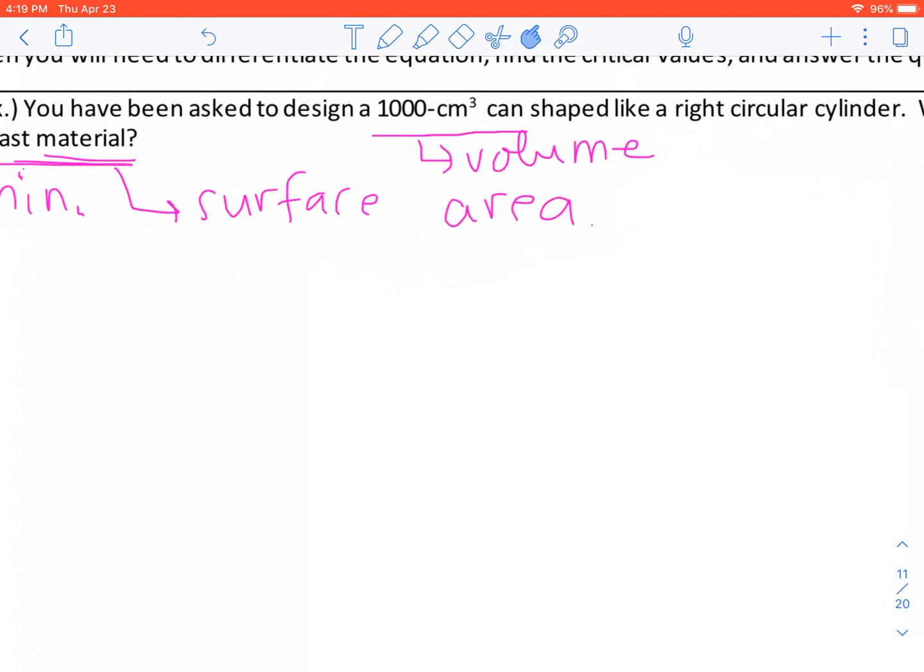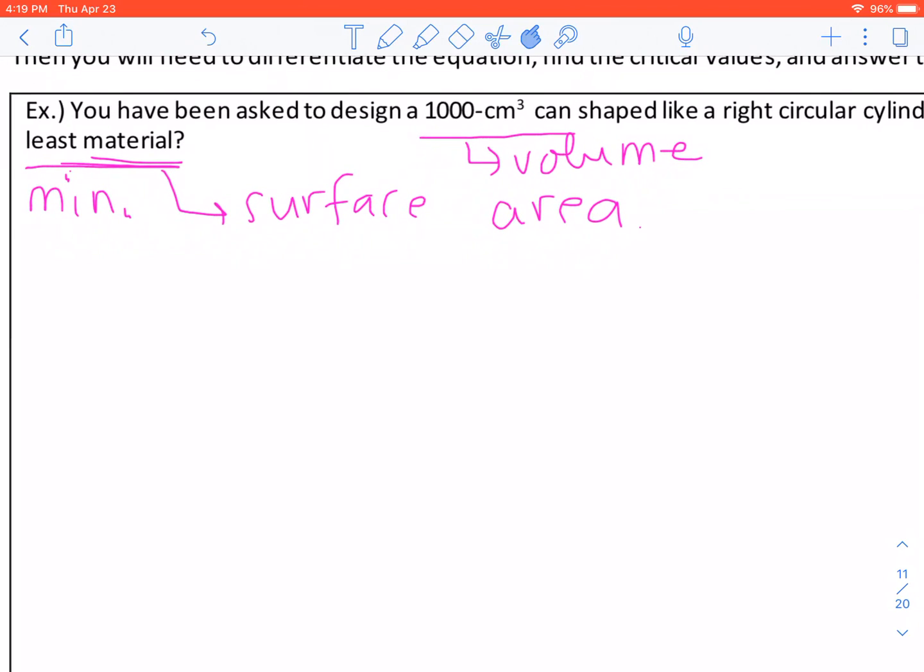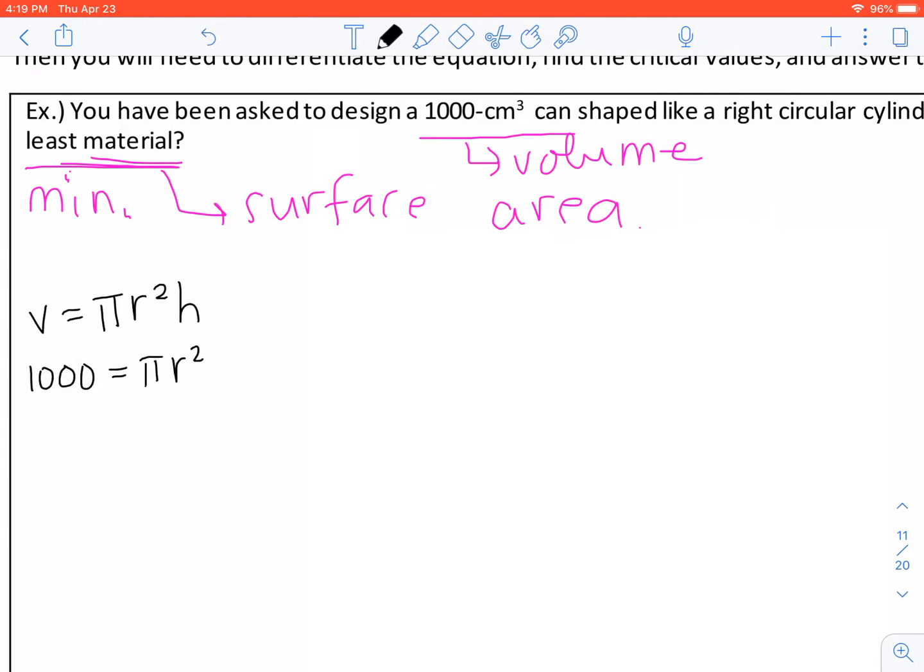So we have the volume of our cylinder is equal to, and again, if you don't know these, you look them up on your homework. On an exam, they would be given to you guys. Volume equals pi r squared h. And it does say that we know the volume is 1,000 centimeters cubed. So I'm going to go ahead and substitute that value in. And this right here, this is our constraint equation. This is controlling how much material that we are going to use.